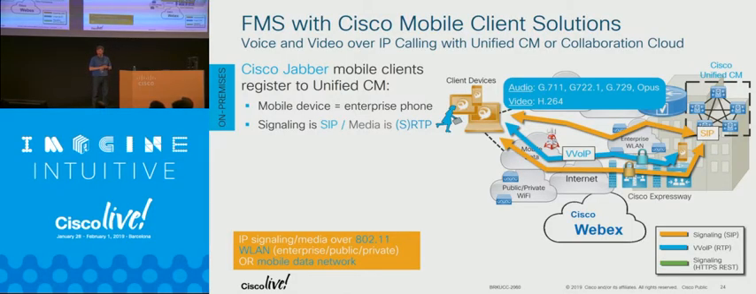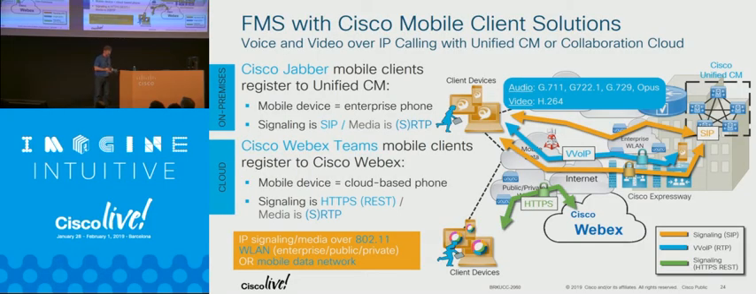H.264 across the board. Now notice here, as I mentioned at the bottom corner, all of this IP signaling, all this media, again, has to go over some form of IP network, and that may be your Wi-Fi, public, private, or it could be mobile data. So be aware of that.